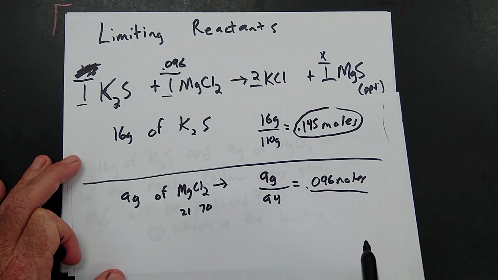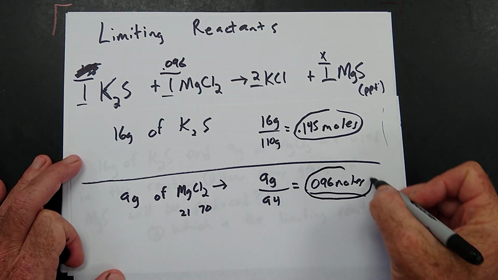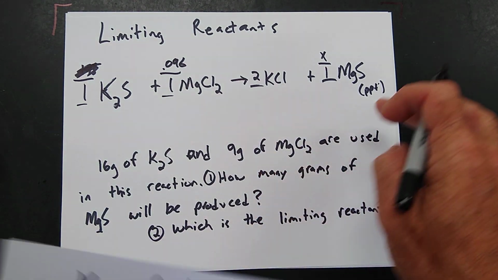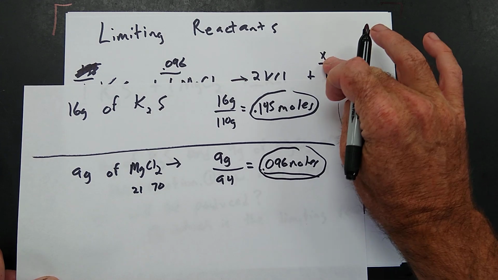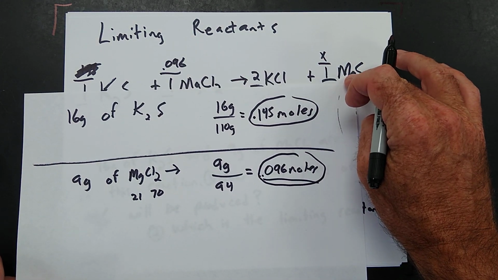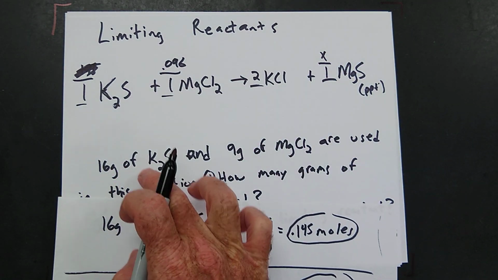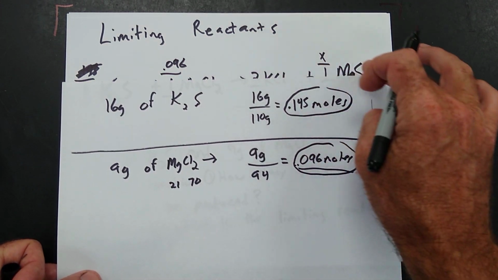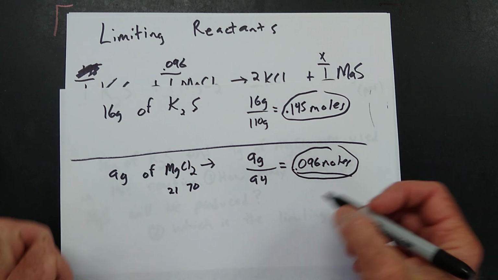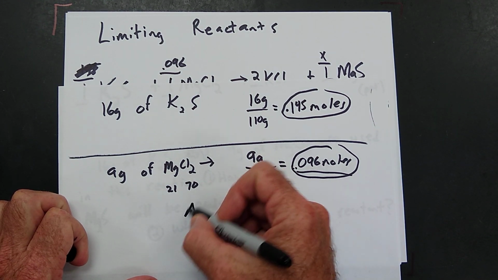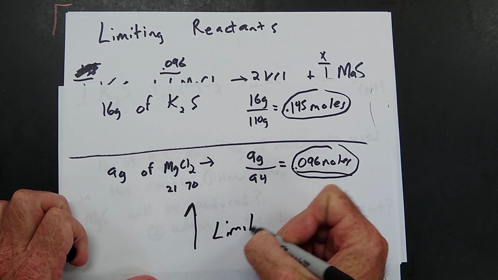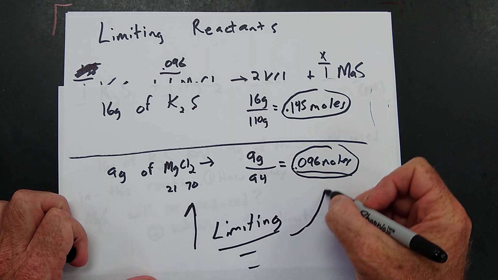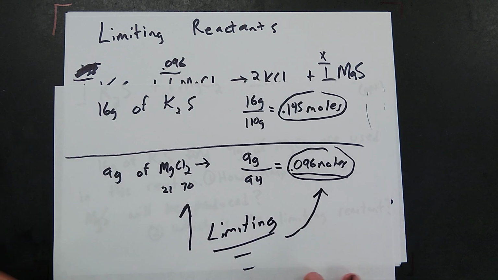So in this one, if it's 0.096 moles of MgCl2, 0.096 is to 1 as 0.096 is to 1. So if we used the 9 grams of magnesium chloride, we would only produce 0.096 moles of magnesium sulfide. If we use the 16 grams of potassium sulfide, we would produce 0.145 moles of magnesium sulfide. So this one on the bottom is the limiting reactant. This is the one that's limiting us. It would make less. Does that make sense?